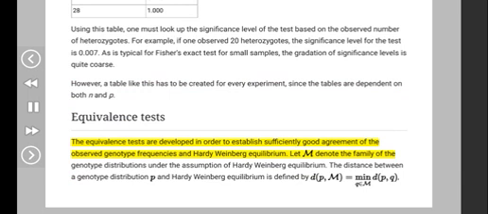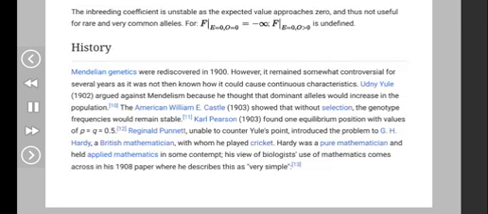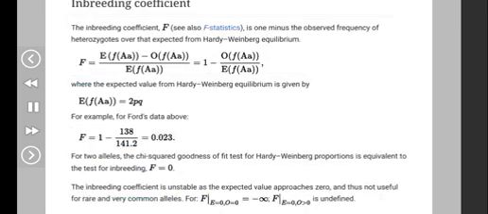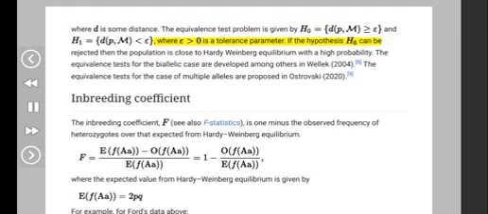with Hardy-Weinberg equilibrium. Let the family of the genotype distributions under the assumption of Hardy-Weinberg equilibrium be given. The distance between a genotype distribution and Hardy-Weinberg equilibrium is defined by some distance. The equivalence test problem is given by the hypotheses, where there is a tolerance parameter. If the hypothesis can be rejected, then the population is close to Hardy-Weinberg equilibrium with a high probability. The equivalence tests for the biallelic case are developed among others in Wellek 2004. The equivalence tests for the case of multiple alleles are proposed in Ostrovski 2020.